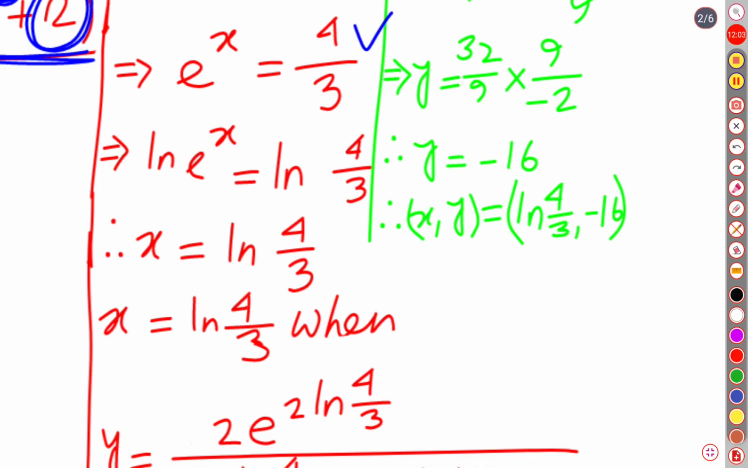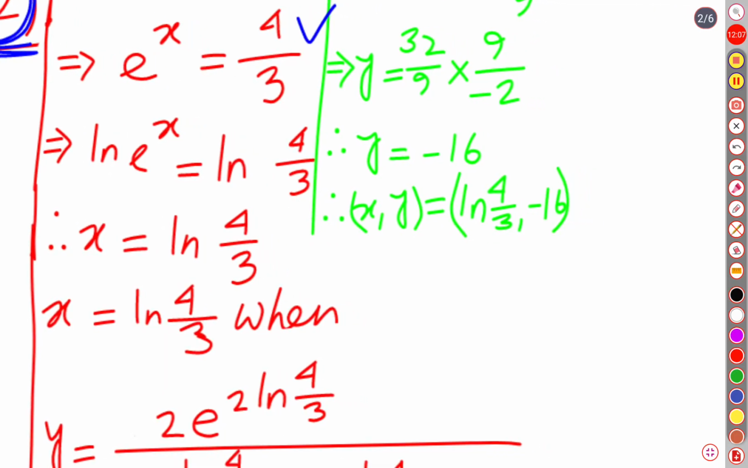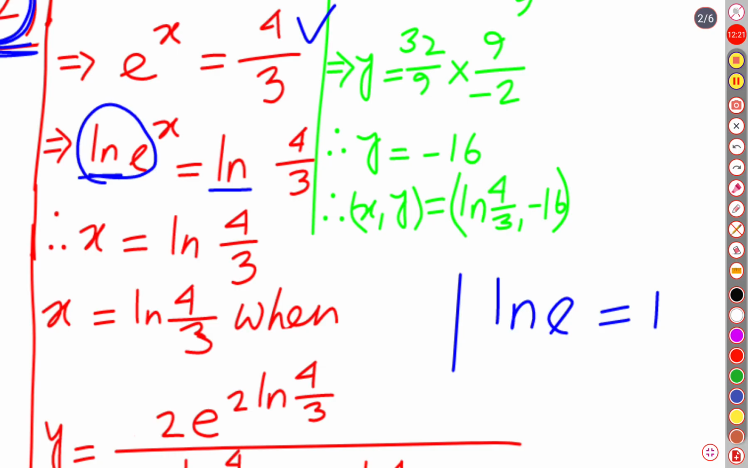If we take ln on both sides, on the left side as well as the right side, and we know the concept that ln e is equal to 1. So ln e is actually equal to 1. That's why there remains only x is equal to ln 4 over 3. This is our x coordinate.